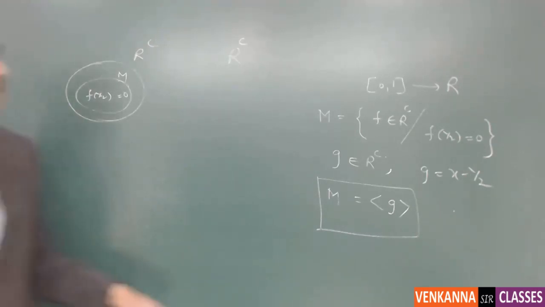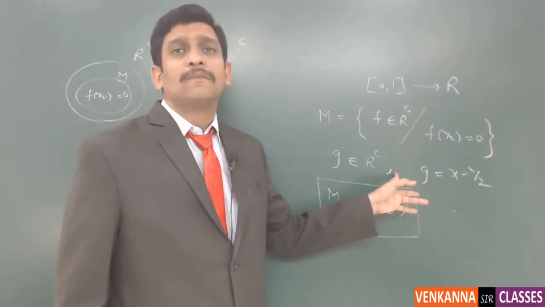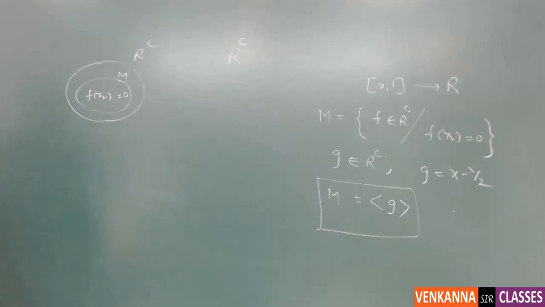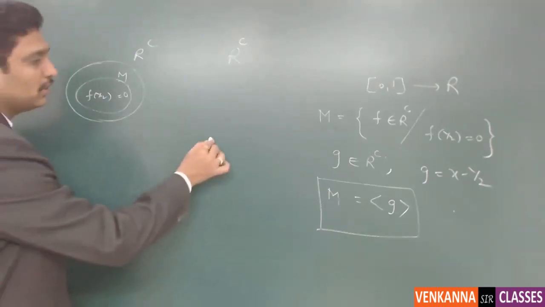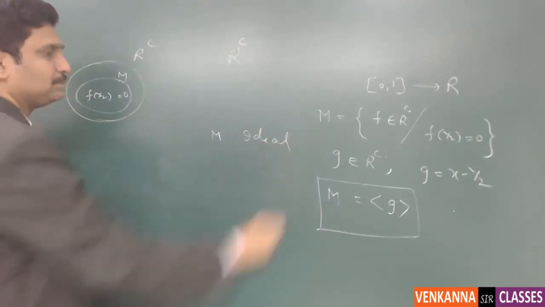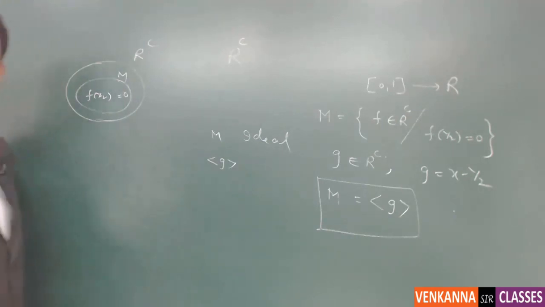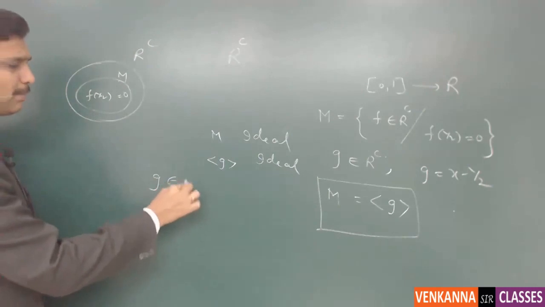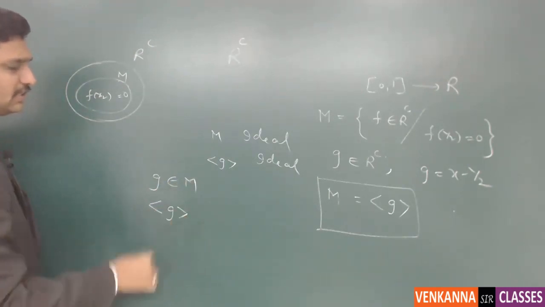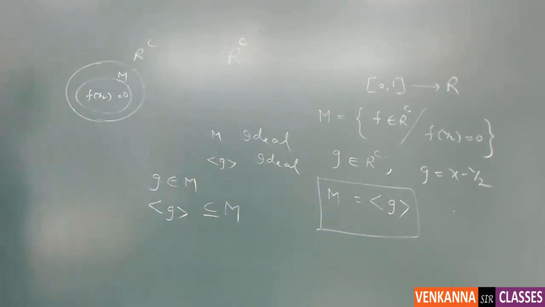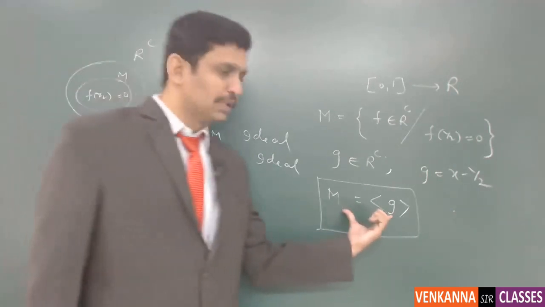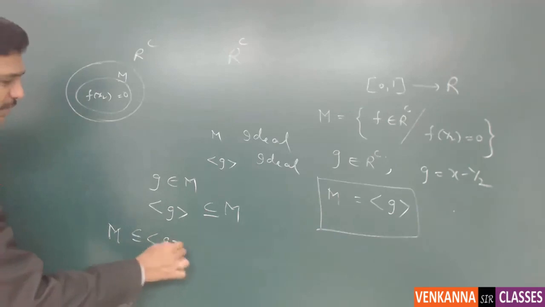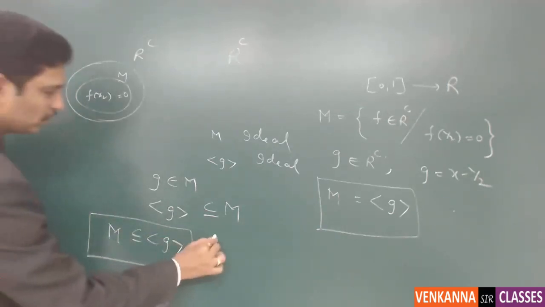Now, from the very definition of G, can we say that this function belongs to M or not? From the very definition of G, right? So, we know that, let us say M is an ideal. You consider all the multiples of G. It is also an ideal. So here, since G is a part of M, so generated by G is also a subset of M. So if you want to show that these two sets are equal, it is our responsibility to show that M is a subset of generated by G. This thing we have to show.